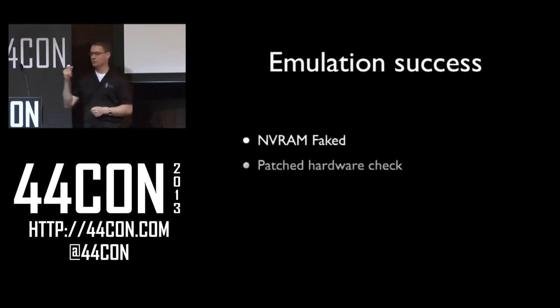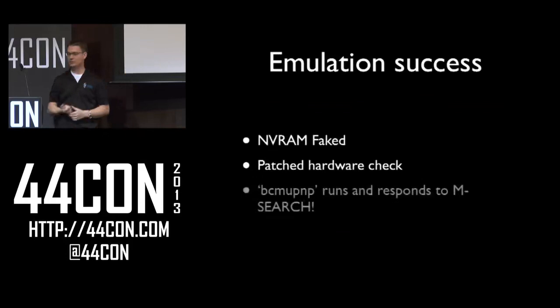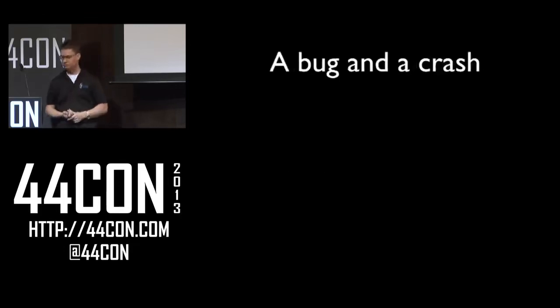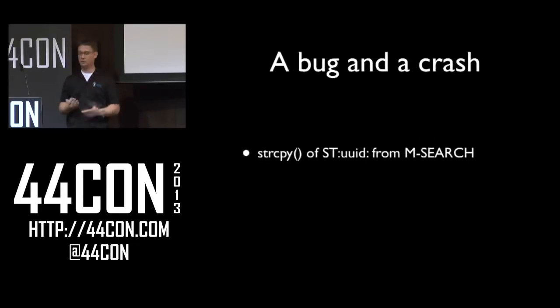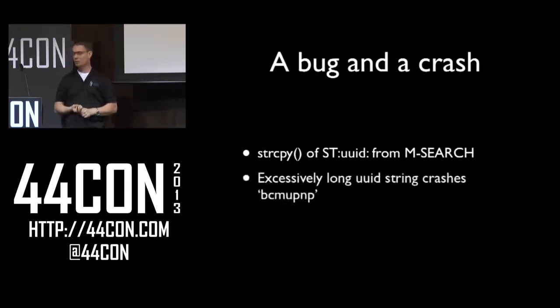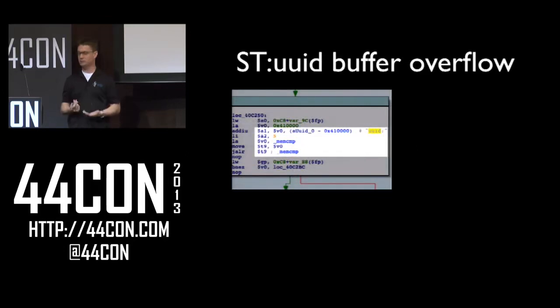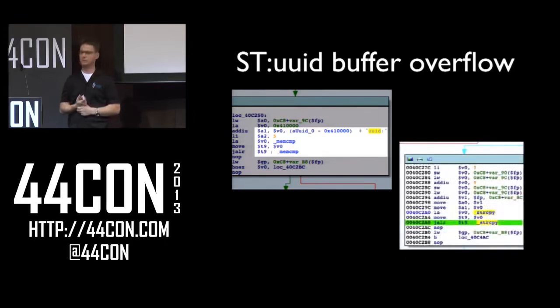with NVRAM faked and with the binary patched, I was able to get BCM UPnP up and running and finally responding to M-SEARCH requests, which means that I can start tracing some code paths that I think lead to dangerous functions. When I did, I pretty quickly found a nice strcpy. In an M-SEARCH packet, if you put a UUID in the search target, it'll strcpy the value of the UUID onto the stack. That's pretty nice. And if you provide an excessively long string in place of a legitimate UUID, it'll crash the program. So here we see BCM UPnP looking for the UUID string in the search target, and if it finds it, jumps down here to this strcpy.